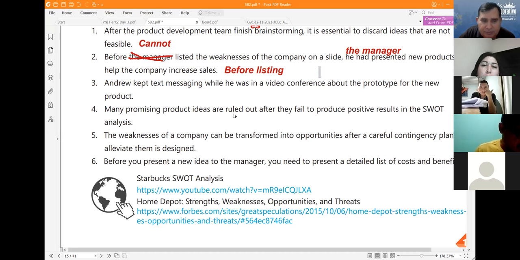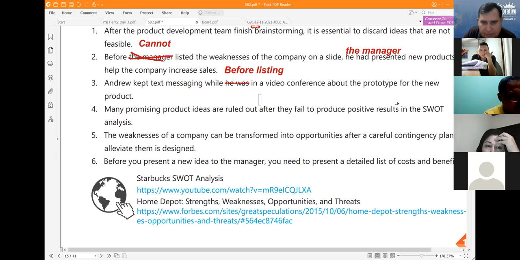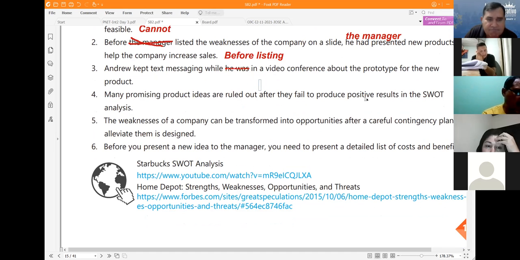Can we reduce it? Yes, eliminate both, he and was. Now this is a special case. This is a special situation. So in this one, we eliminate he was. Andrew kept text messaging while in a video conference about the prototype for the new product. Only like that. So this is the reduction. Now, this is not very common, but it happens.